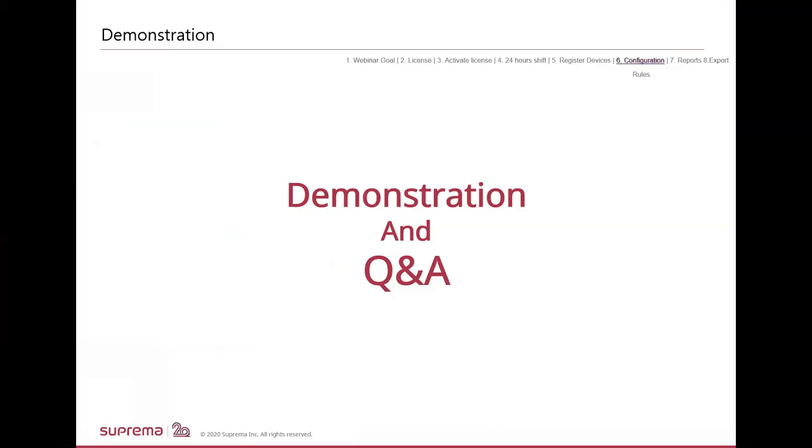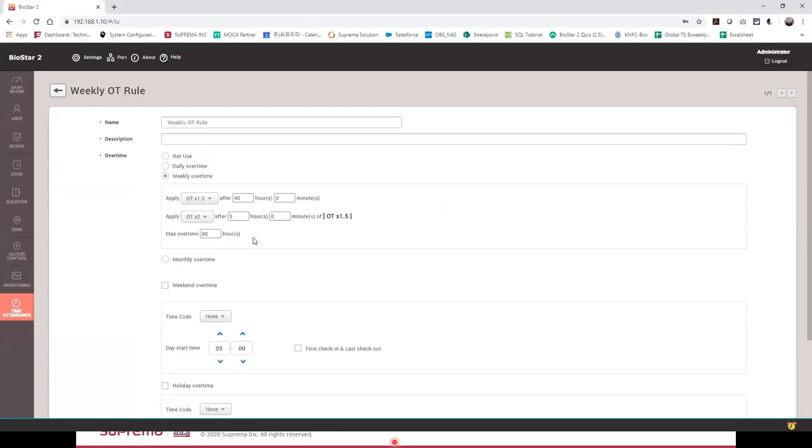Yes. The rule says that the regular is up to 40 hours, and then from 40 to 45 is 1.5, and from 45 and beyond is by 2. After 60, nothing is calculated, zero. After 60 it is zero. It is not calculated as regular hours. It will be in the total hours.